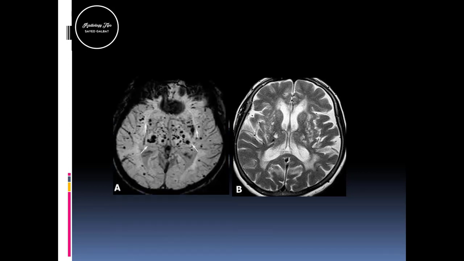But if you look at the SWI, you will find multiple areas of blooming artifact at the region of the basal ganglia. And here's the difference between hypertensive angiopathy and cerebral amyloid angiopathy, which is the distribution of the microbleeds. If it's just cortical and subcortical in location, this is cerebral amyloid angiopathy. And if the distribution is in the basal ganglia, brainstem and cerebellum, this is diagnostic of hypertensive angiopathy.